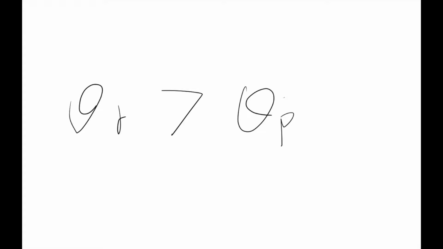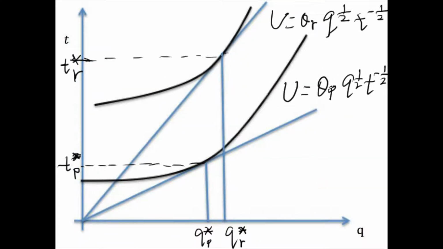In this case, we can draw a graph as follows, which shows the budget line and indifference curve of two kinds of customers. Now let's assume TR star, QR star as the best choice of the rich, and TP star, QP star as the best choice of the poor. When QR star is greater than QP star by only a little bit, the rich obviously have motives to disguise their high price expectations and pretend to be the poor, because in this situation theta r times square root of QP star times 1 over square root of TP star is greater than theta r times square root of QR star times 1 over square root of TR star.